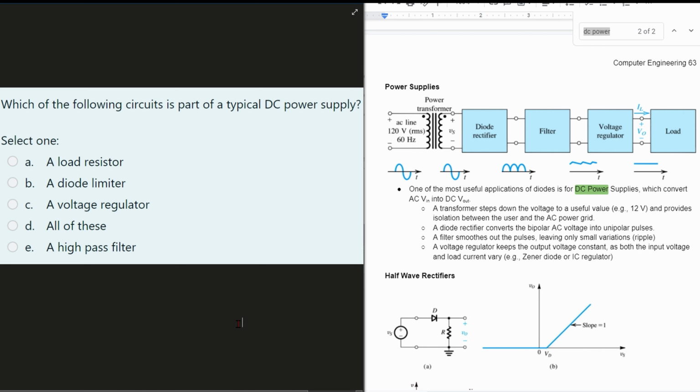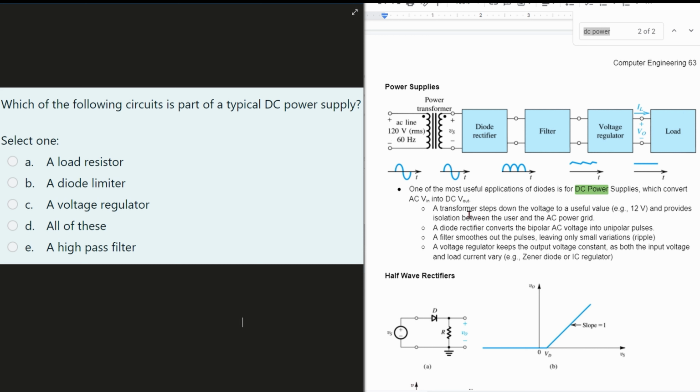We're asked which of the following circuits is part of a typical DC power supply. And if we look at the notes linked below the like button on page 63, we are going to see a section on power supplies. So we have a diagram of how this works right here, and below it, the actual current to time.